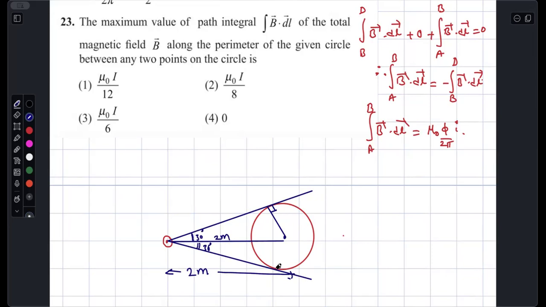Now in this circle, if you start from here, let this be some point A and let this be some point B. If you follow this path AB, hello, if you follow this path AB, remember I can construct another arc here.